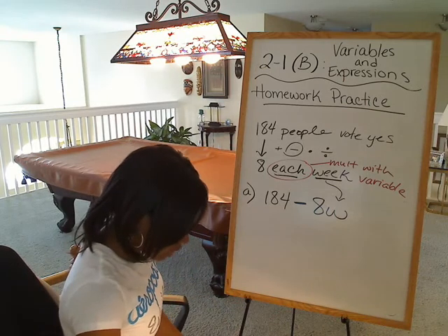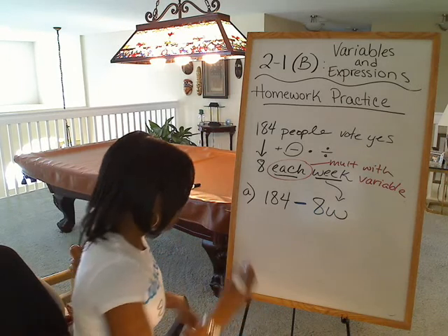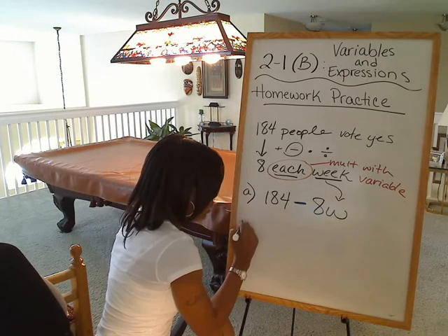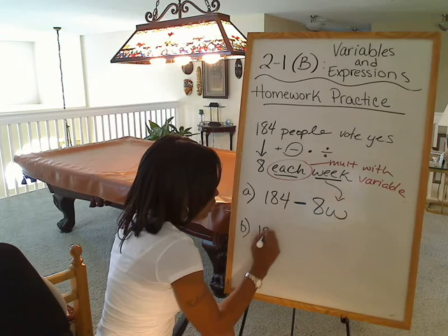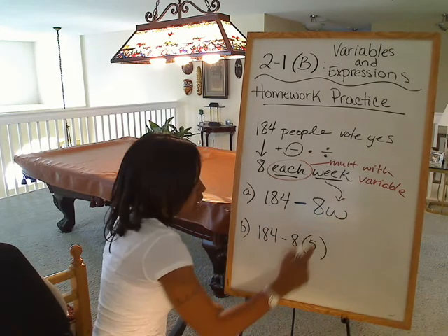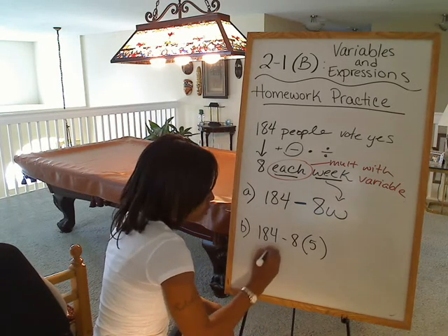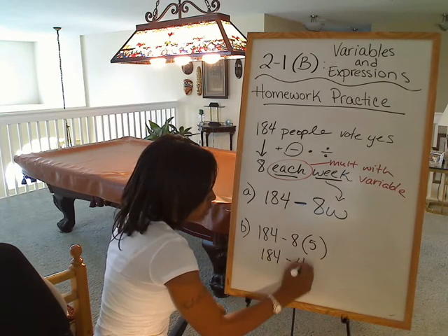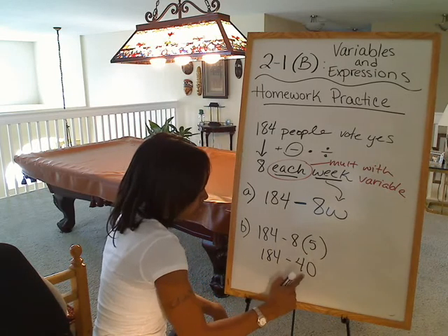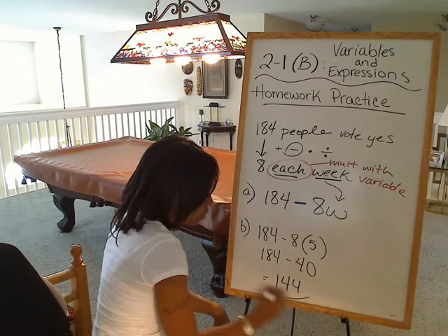And then it says find the number of people in the 5th week who would vote for the incumbent. So that means in the 5th week, this is part B, 184 minus 8 times 5, because this is the 5th week. So the weeks is 5. So you get 184 minus 40. 8 times 5 is 40, which equals 144. Final answer.